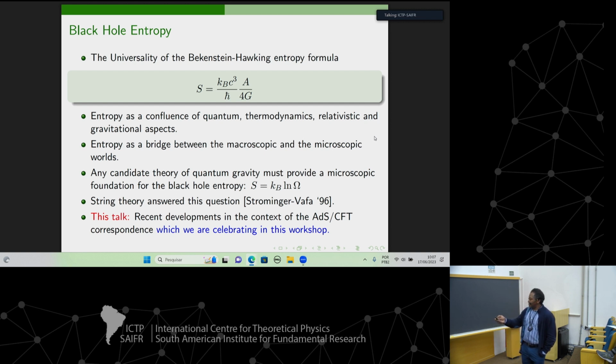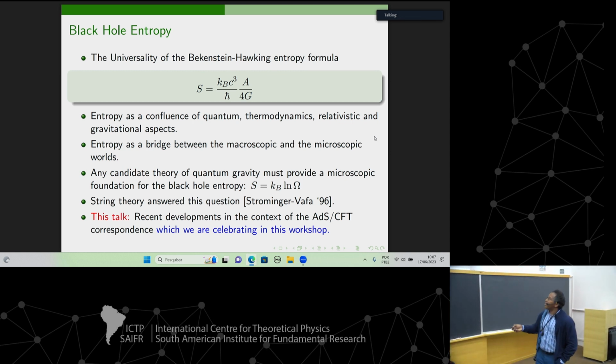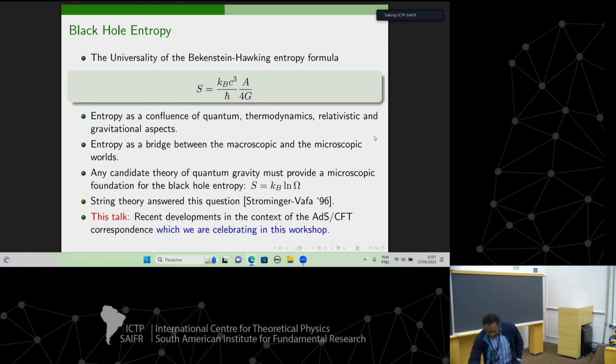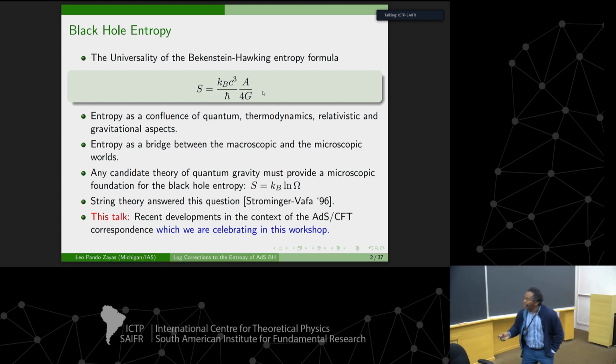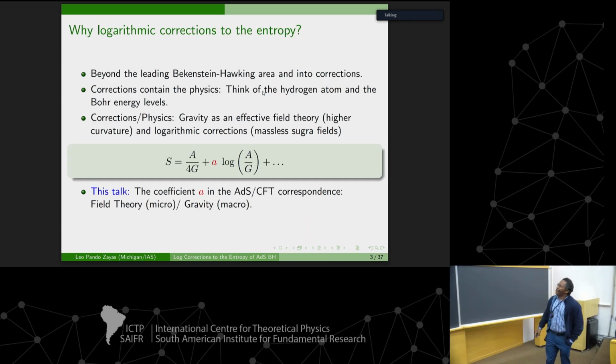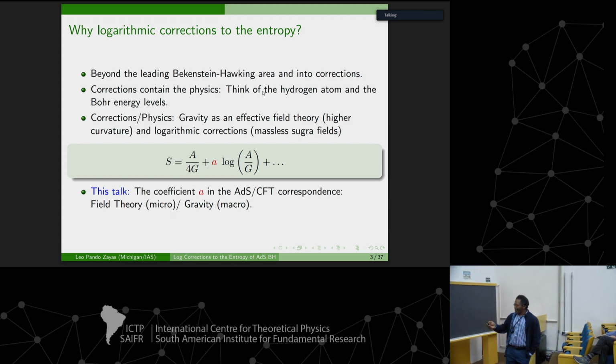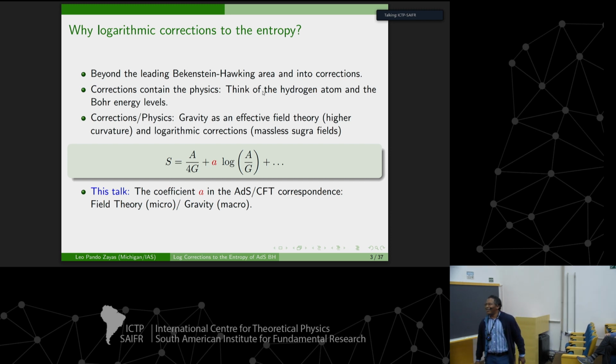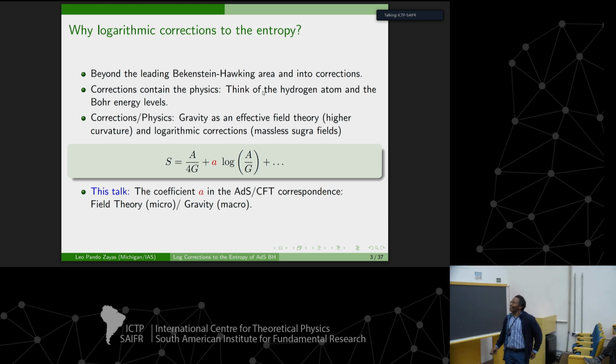All right, so the topic, of course, is these logarithmic corrections. And I want to explain why this particular computation is what we want to do.